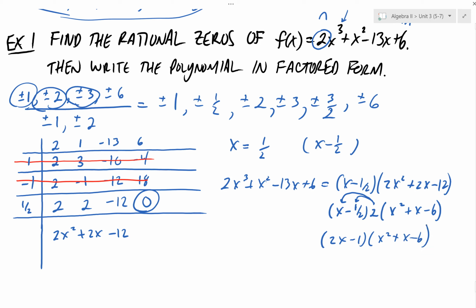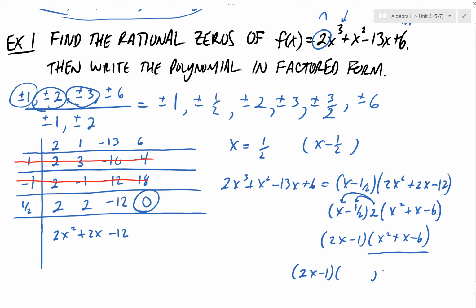Now I could keep going through my list, but now that I have a quadratic here, I can try just factoring that directly, so I don't have to go back to my list of rational roots. And once you get to a quadratic, we should be able to factor the rest of it or use the quadratic formula to help if you are unable to factor it.